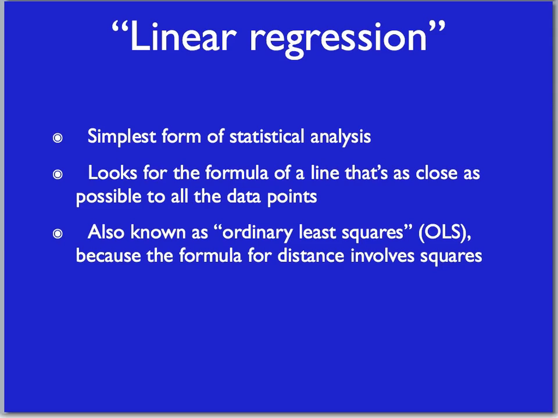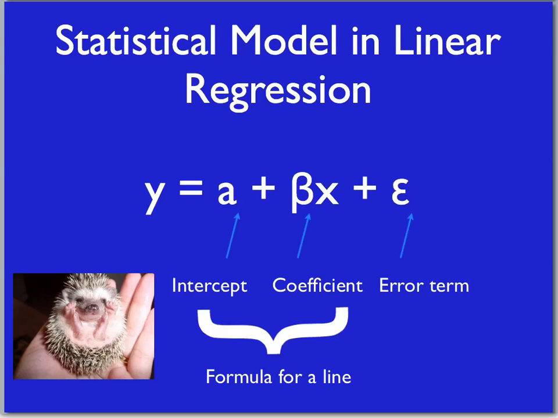A linear regression looks for the formula of a line that's as close as possible to all of the data points. It's also known as an ordinary least squares regression because the formula for distance involves squares, so you don't need to know any of that. Just know that OLS, ordinary least squares, is the same thing as a linear regression.